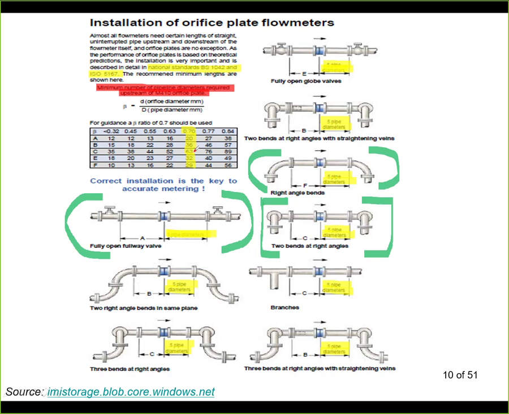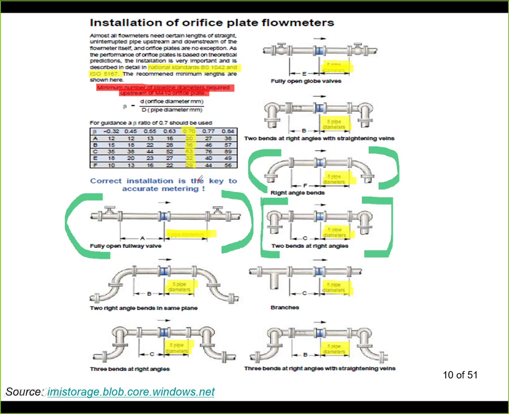So it may not even be possible to install the orifice plate sensor in your application because you simply will not have this straight section available. Again, after it's typically 5 pipe diameters, so all those cases here are showing 5.